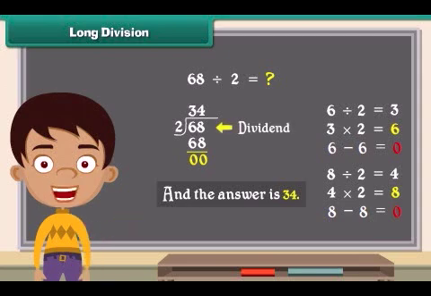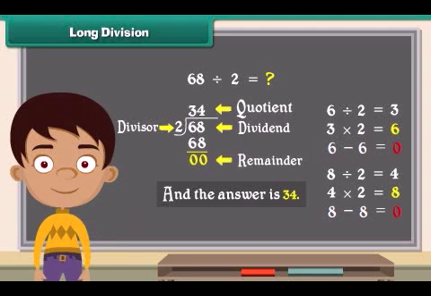Here 68 is the dividend, 2 is the divisor. 34 is the quotient, and the remainder is 0.